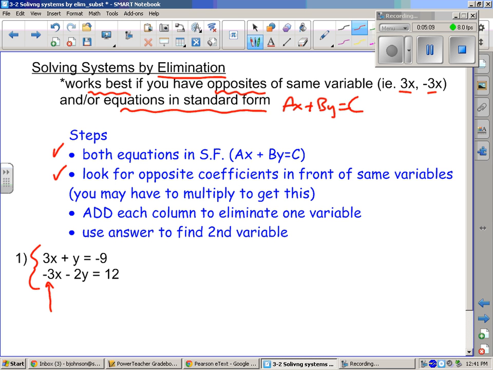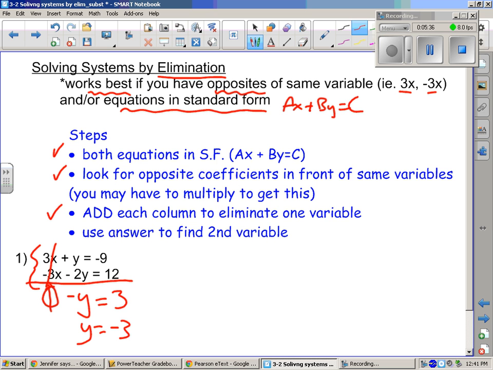So now we're going to add each column. So I'm going to put a line underneath. This is 0. I like to just cross those off so I don't need them anymore. Y and negative 2y, we add those together, so I get negative y. And then negative 9 plus 12 is 3. So I'm not finished. I got to get the negative to the other side. So if you want to think of it as dividing by negative 1, that's the way to do it.